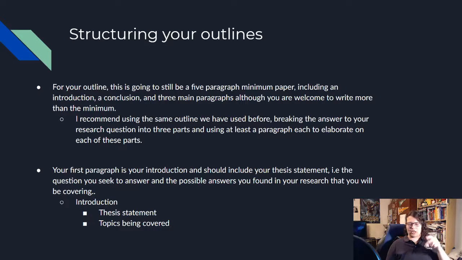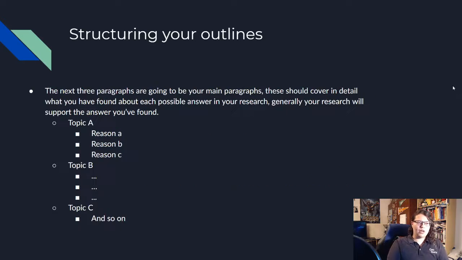When it comes to the next 3 paragraphs, these are going to be your main body paragraphs. These should cover in detail what you have found about each possible answer in your research. Generally, the research you present will support the answer that you found. So, for example, for your body paragraphs, your second paragraph would be topic A.